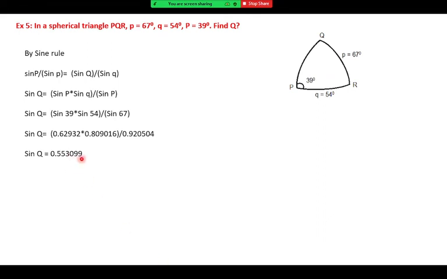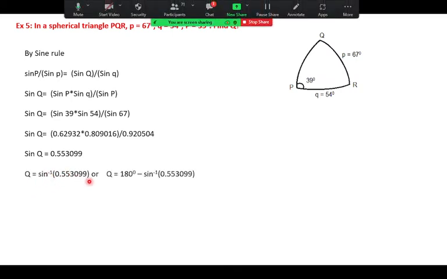0.553099. Right now I am doing the calculation up to about 6 decimal places. The more decimal places you take, the more the accuracy will increase. But yes, 6 are more than enough. No need to write eight decimals there. Even if you take 4 decimals, the accuracy is good. But if you want a more accurate answer, write 6 decimals. It doesn't harm. So Q becomes sine inverse of this.